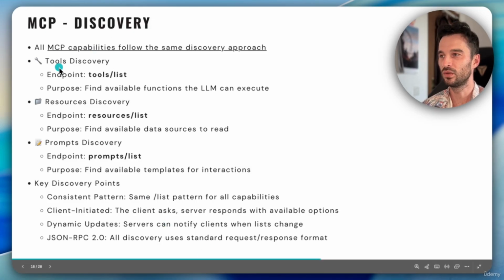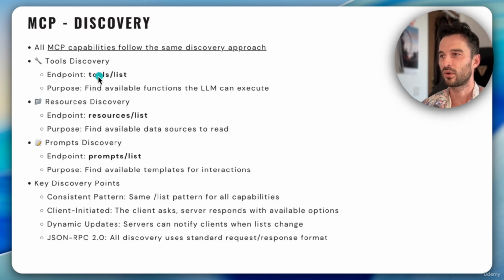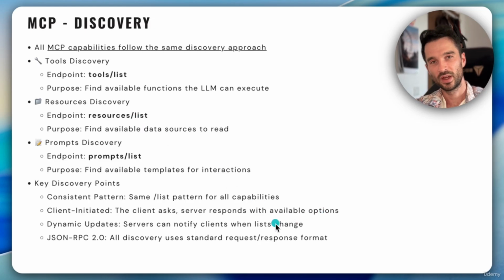For tools, it has the endpoint tools/list to find all available functions that the large language model can execute. For resources, we have resources/list to find available data sources to read. And for prompts, available templates for interactions. The nice thing is it follows the same list pattern for all capabilities. The client asks by making these list calls, and then the server responds with all available options. And when an option is newly added or removed, we can also notify the client about this change. This is also very nice.